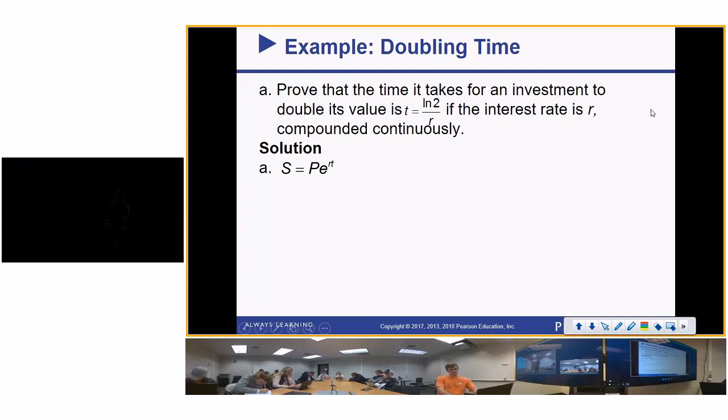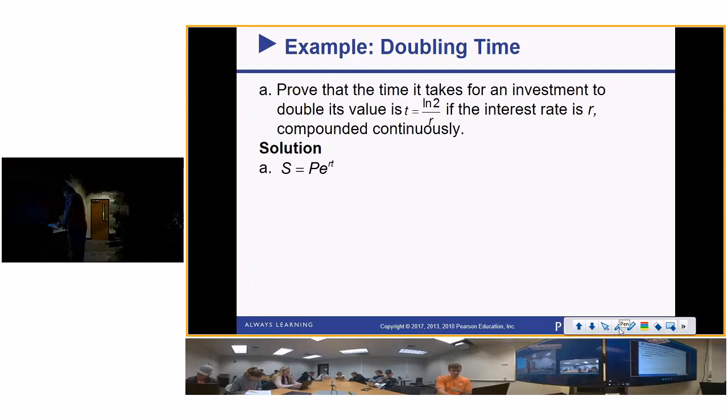Prove that the time it takes for an investment to double its size is t equals natural log of 2 over r, and the interest rate is compounded. Okay, this is continuous interest. I think we've already talked about this.